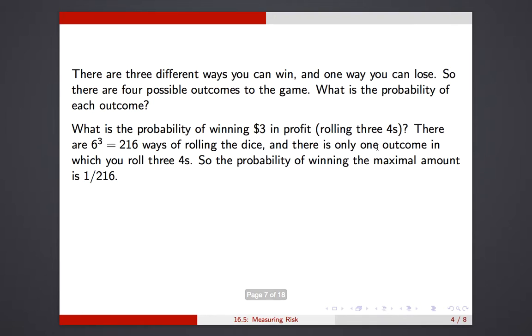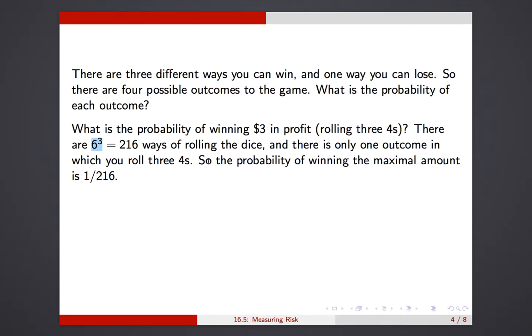Well, there are 6 to the 3rd equals 216 ways of rolling the 3 dice. So think of rolling 3 dice as rolling dice in stages. You roll dice 1, that's stage 1. You roll dice 2, that's stage 2. You roll dice 3, that's stage 3. So the multiplication rule says you just take 6 times 6 times 6, which is what 6 to the 3rd is. So there are 216 ways of rolling the dice.